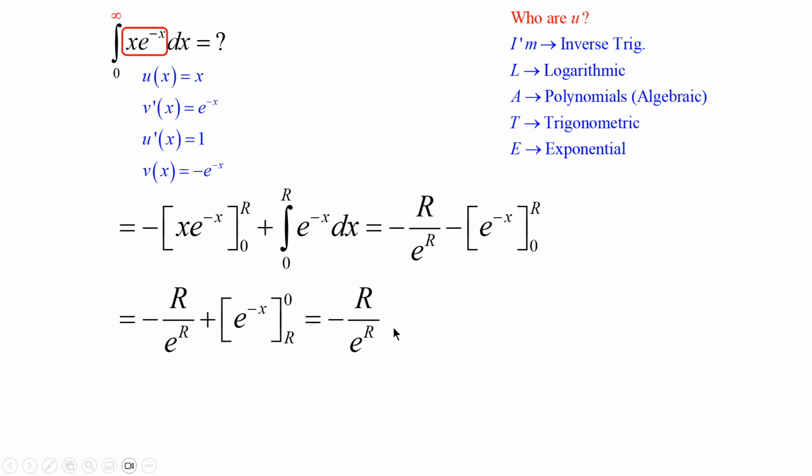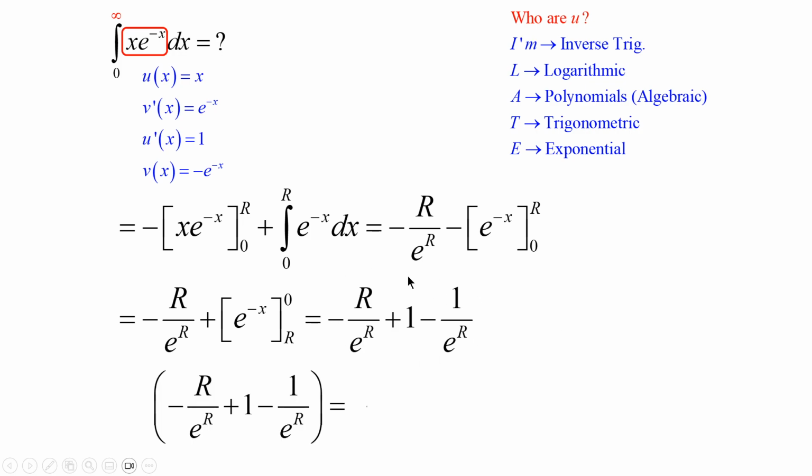And then I've got a plus fundamental theorem of calculus right here. e to the negative 0 is 1 minus e to the negative r. And I'm going to write my e to the negative r as 1 over e to the r. Now, notice how I just did this antiderivative first and I immediately just changed that infinity to an r right there. So now all I have to do is do the limit as r approaches infinity of this expression right here.